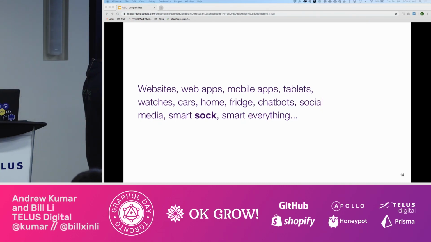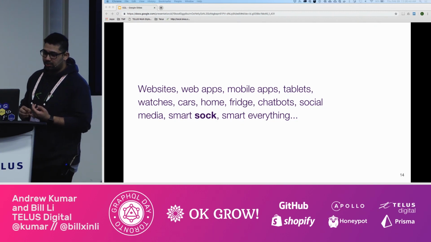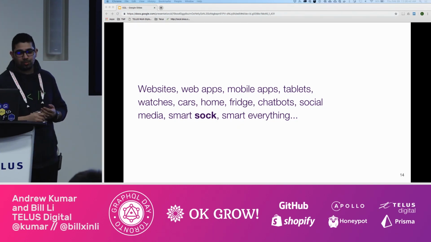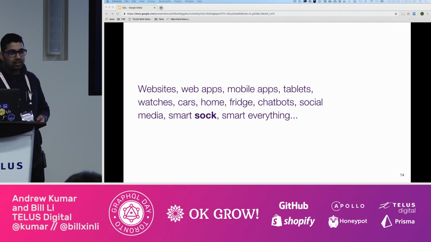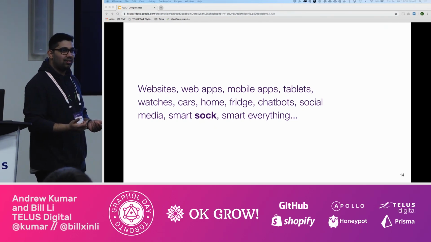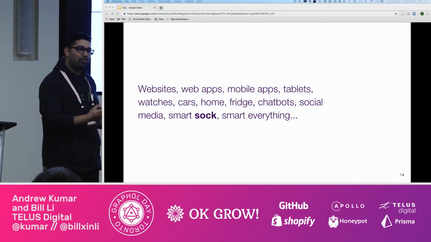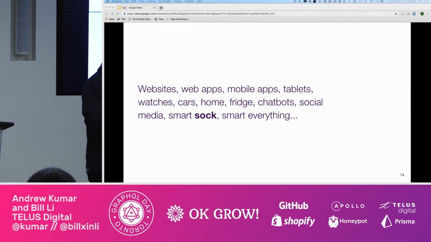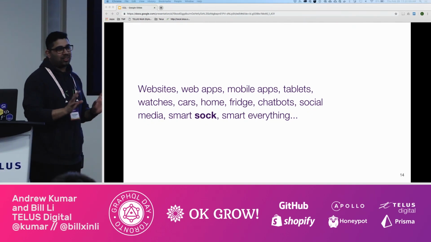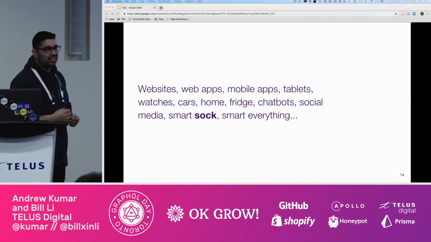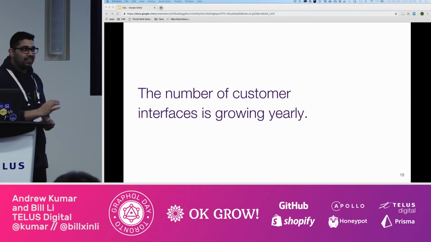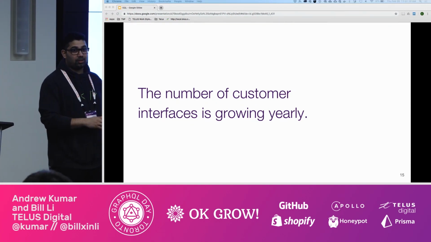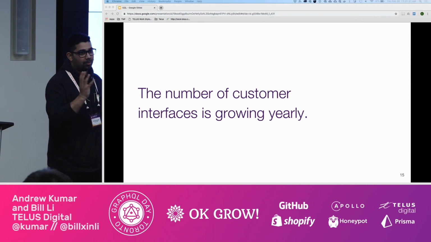We have this sort of landscape of websites, web apps, mobile apps, tablets, watches, cars, homes, fridges, chatbots, social media, smart sock. Does anyone know what a smart sock is? Yeah, I have a smart sock, not for myself, but for my kid, and it tells me all of his vitals. It tells me what his oxygen is, what his sleep is like. He got 3.5 hours of deep sleep last night. Like, I'm so envious of him. That would just be amazing, 3.5 hours. We are in this landscape where there's a smart everything, and the number of those customer interfaces is growing yearly. Some colleagues of mine told me that Amazon alone puts out 4 to 5 different Alexa-type devices every year.